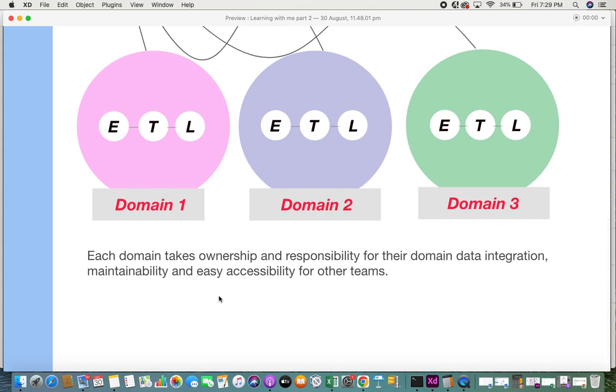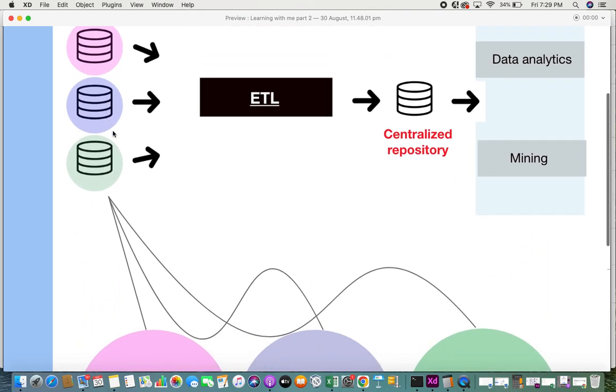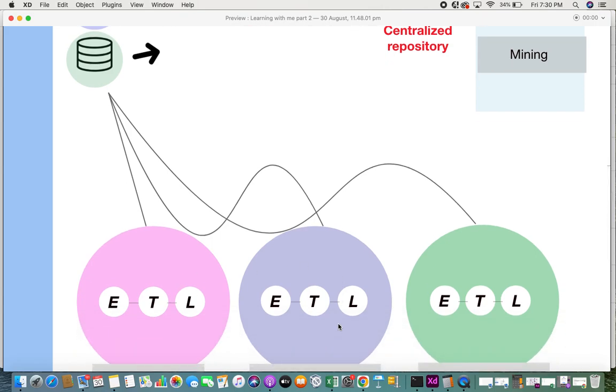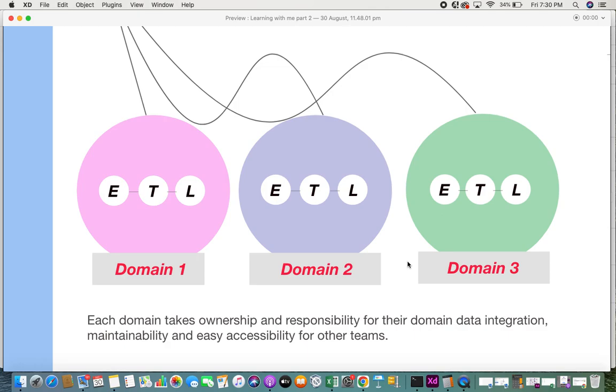Every domain now takes the ownership and responsibility of their domain data, integration, maintainability, and easy accessibility for other teams. So rather than all the domain data getting extracted, transformed and loaded into a central repository, with one single team maintaining this entire process, this is going to be taken in charge by every individual data domain. Every individual data domain is going to extract data from their own relevant sources, transform and load the data and make it available for other consumers, so that ownership is being transferred.